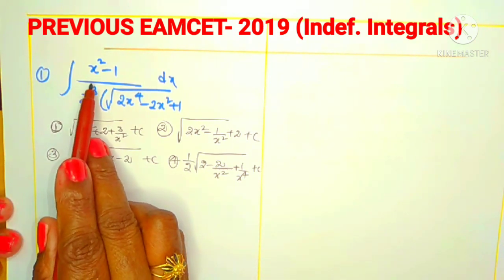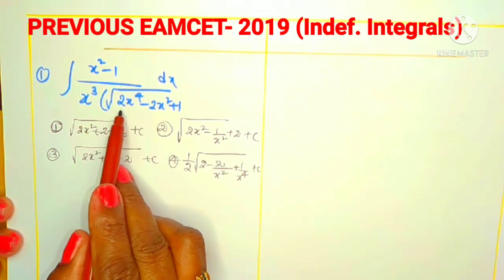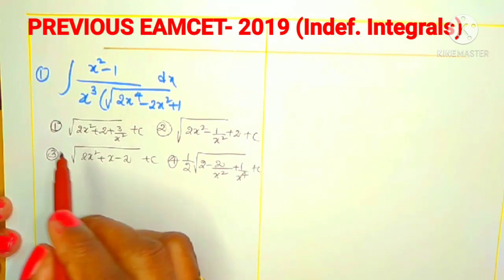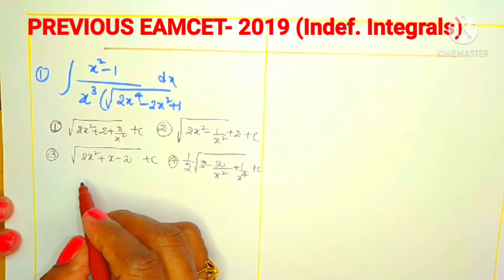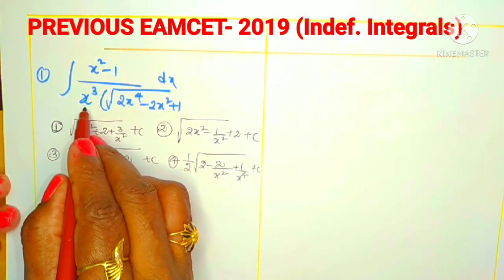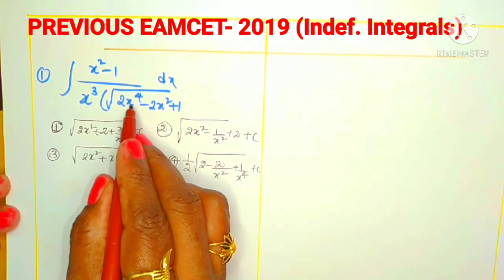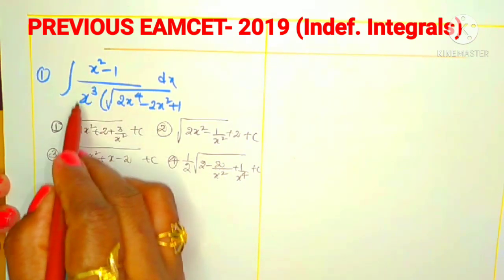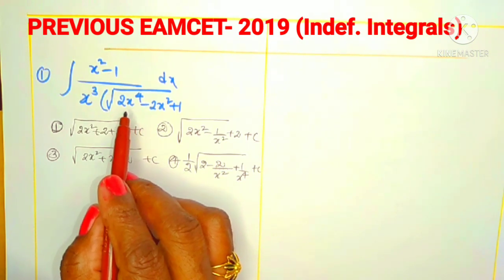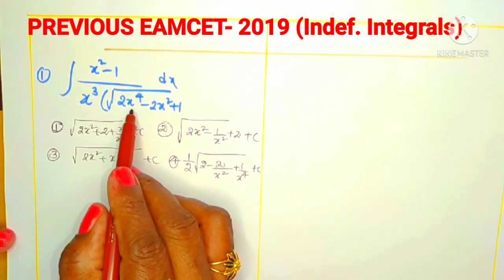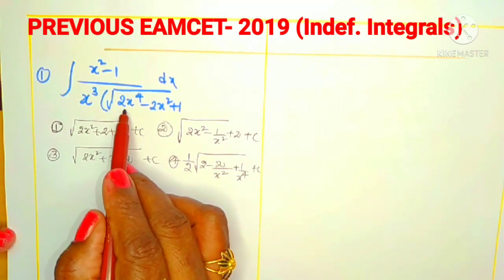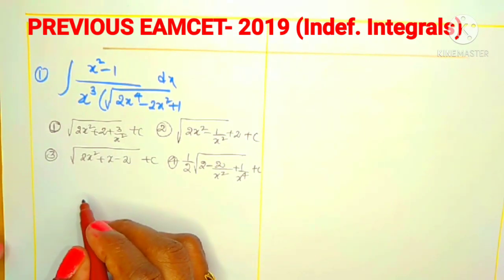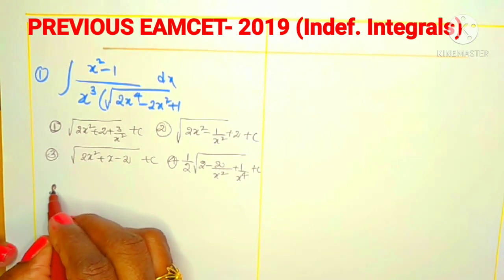It is asking the integral of x square minus 1 by x cube under root 2x power 4 minus 2x square plus 1. To find this integral, there is a simple way. You can concentrate on the denominator: x cube is there and root over 2x power 4 minus 2x square plus 1. One small hint I am giving to you: in such type of fractions, under the root, there is a highest variable term. What is the highest variable term here? 2x power 4. From that we can take x power 4 as common. I already did such type of questions in previous videos, right?